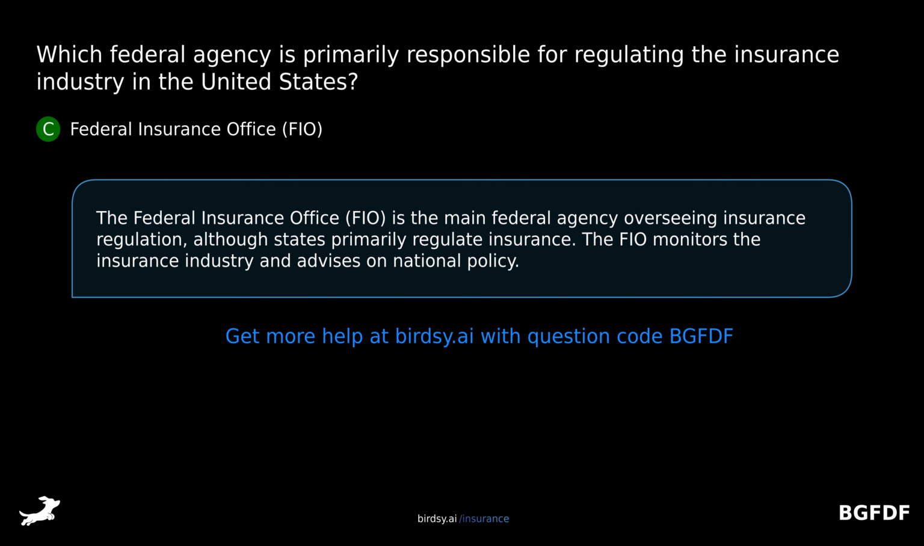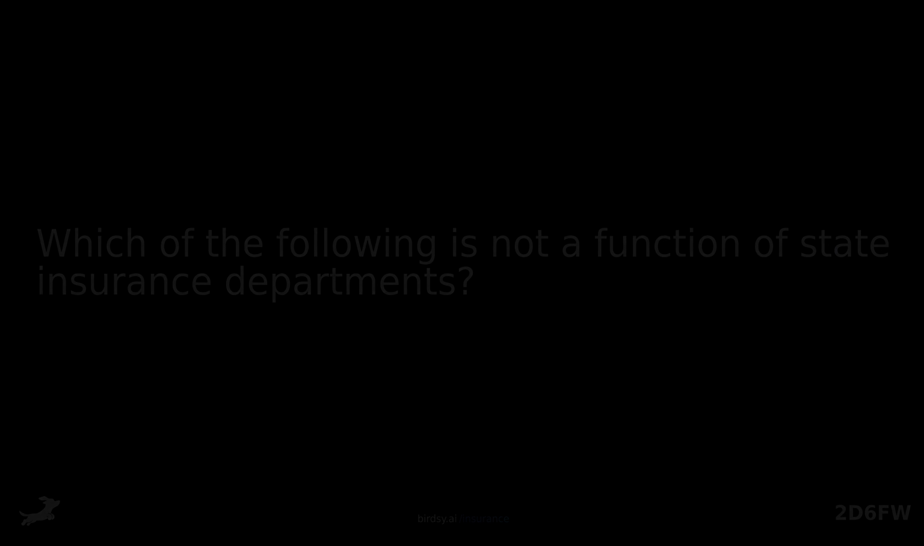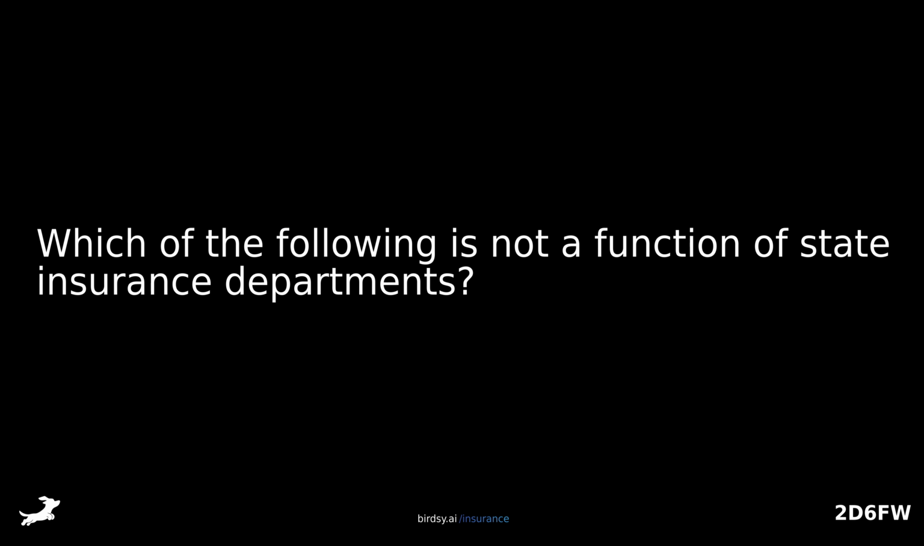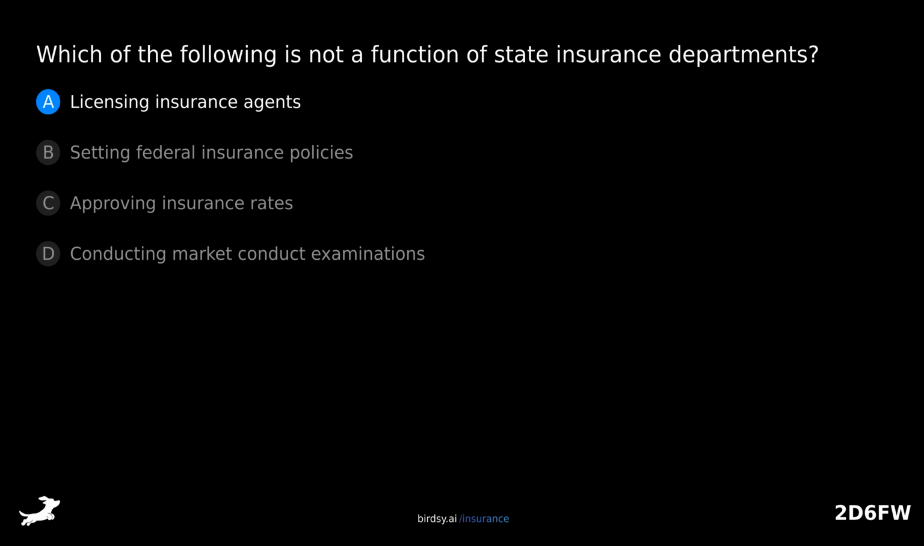The Federal Insurance Office is the main federal agency overseeing insurance regulation, although states primarily regulate insurance. The FIO monitors the insurance industry and advises on national policy. Which of the following is not a function of state insurance departments? Is it A, licensing insurance agents, B, setting federal insurance policies, C, approving insurance rates, or D, conducting market conduct examinations? The answer is B, setting federal insurance policies.